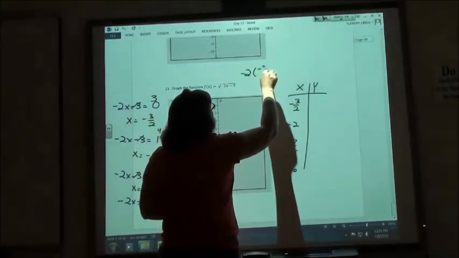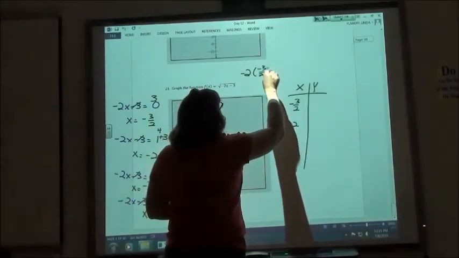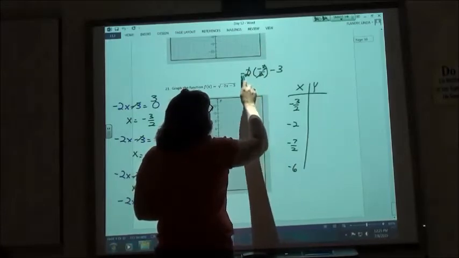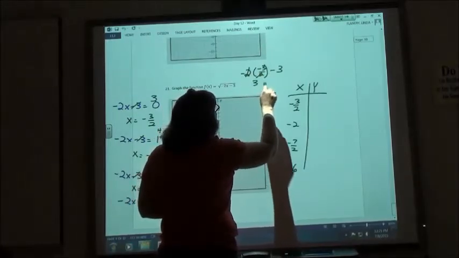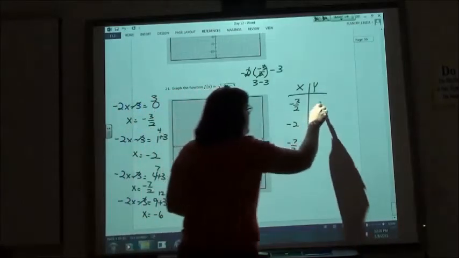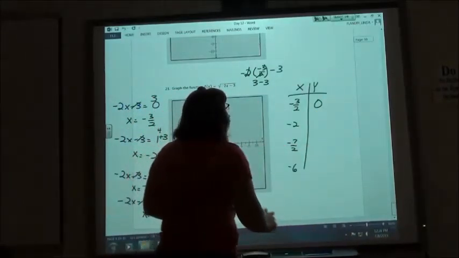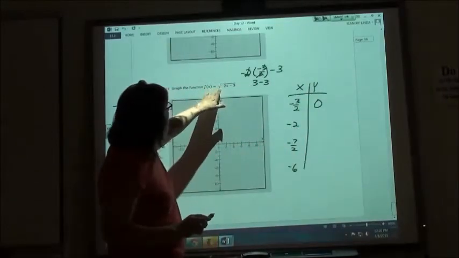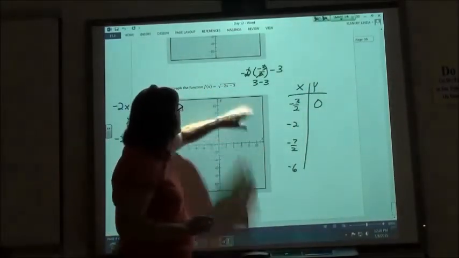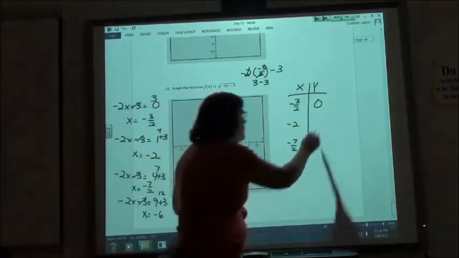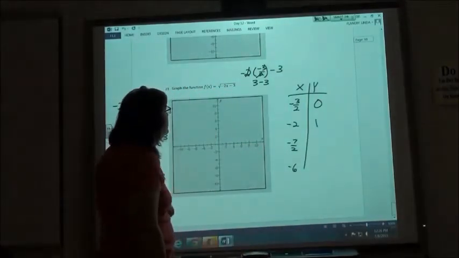So putting my -3 halves in there. -2 times -3 halves minus 3. So the 2's are going to cancel. Negative and a negative is a positive. 3 minus 3 is 0. The square root of 0, 0. Then I'm going to do my -2. That's a nice whole number. So -2 times -2 is 4. 4 minus 3 is 1. The square root of 1 is 1.